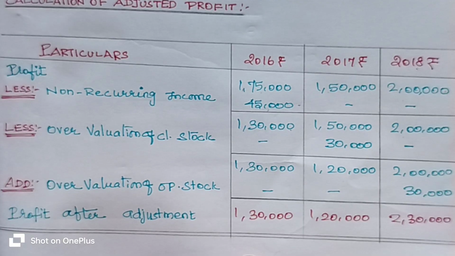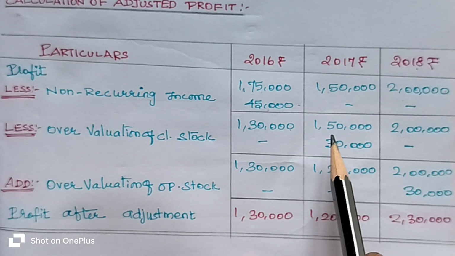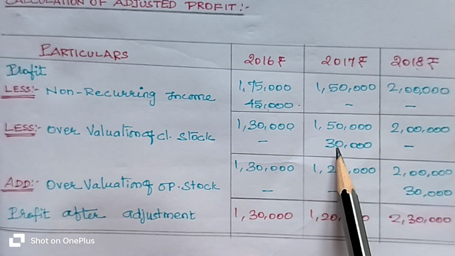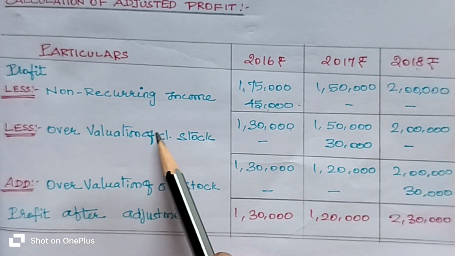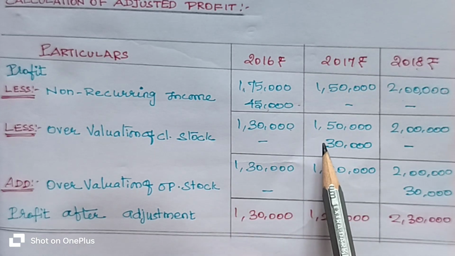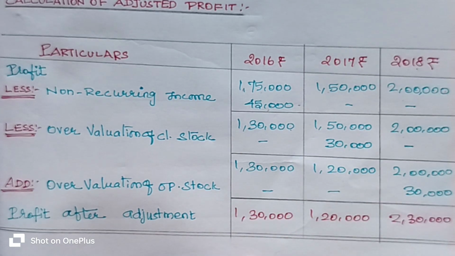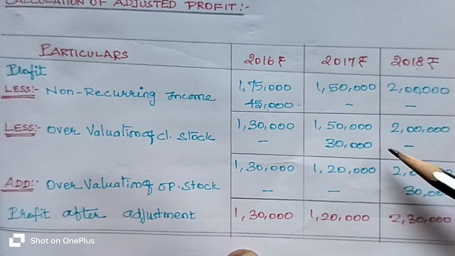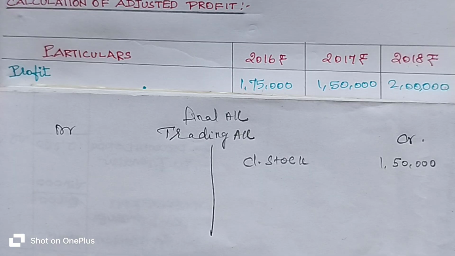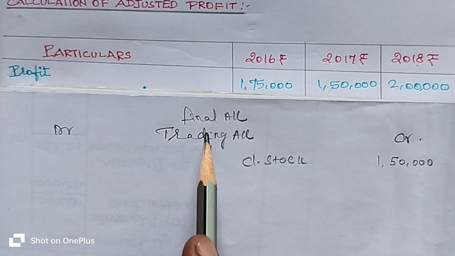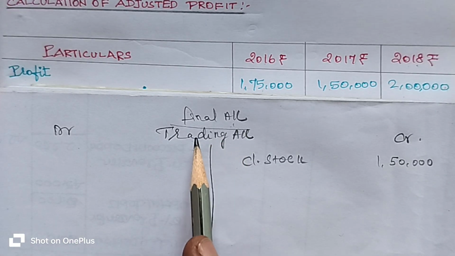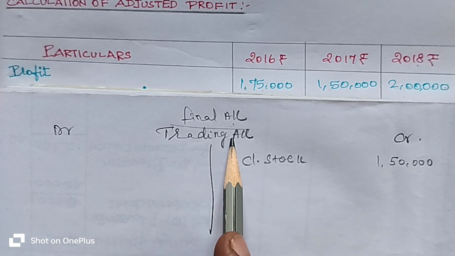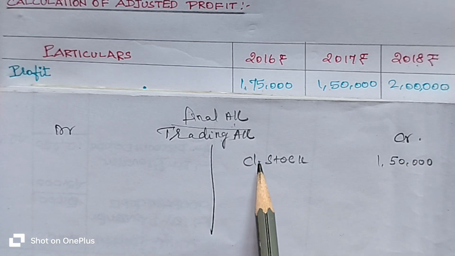What we have to do with it? In 2017, 30,000 rupees was the overvaluation of the closing stock. What we have to do with that 30,000 rupees? First we have to know where the closing stock will appear in the final account. So listen, where will the closing stock appear in the final accounts? The closing stock will appear on the credit side of the trading account.